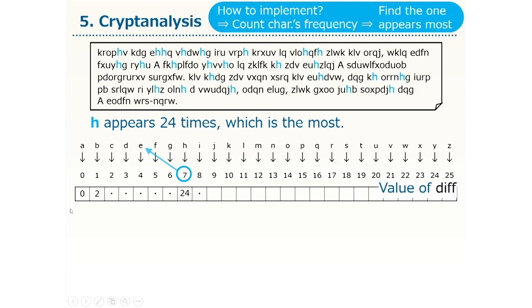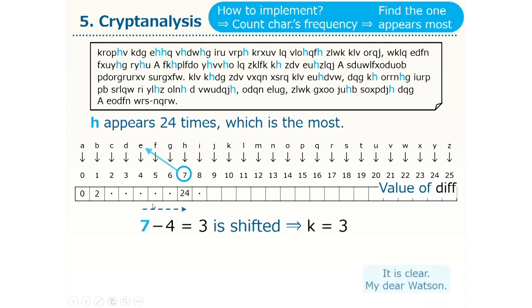Let's check it. The index of A is 0. The position of A is 0. The index of B is 1, which is the distance from A. And the index of C is 2, and then D is 3, and the index of E is 4. This means the letter at index 4 should have appeared most frequently, but H, at index 7, appeared most frequently in this ciphertext. That is, E at index 4 is shifted to 7. Then we can consider that the letters are shifted by 3. That is, K is 3.